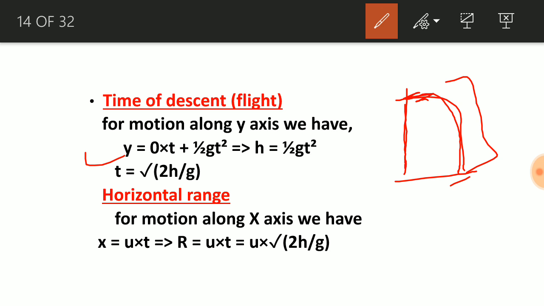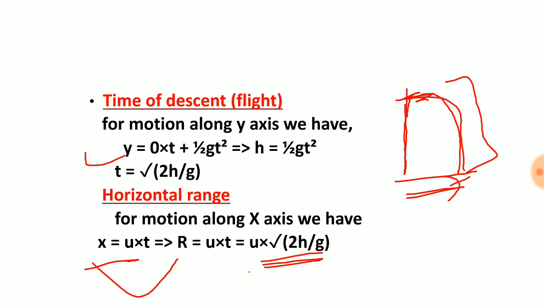Because this is h, the height of the projectile, the height of the tower from which the projectile is thrown is already known, and t will be root under twice s by g. Now for the horizontal range we use the formula s is equal to ut plus half at square, but a will be 0, and then x is equal to u into t, where x will be R and small t will be capital T. Because of that, this will come as the horizontal range for the second case of projectile.